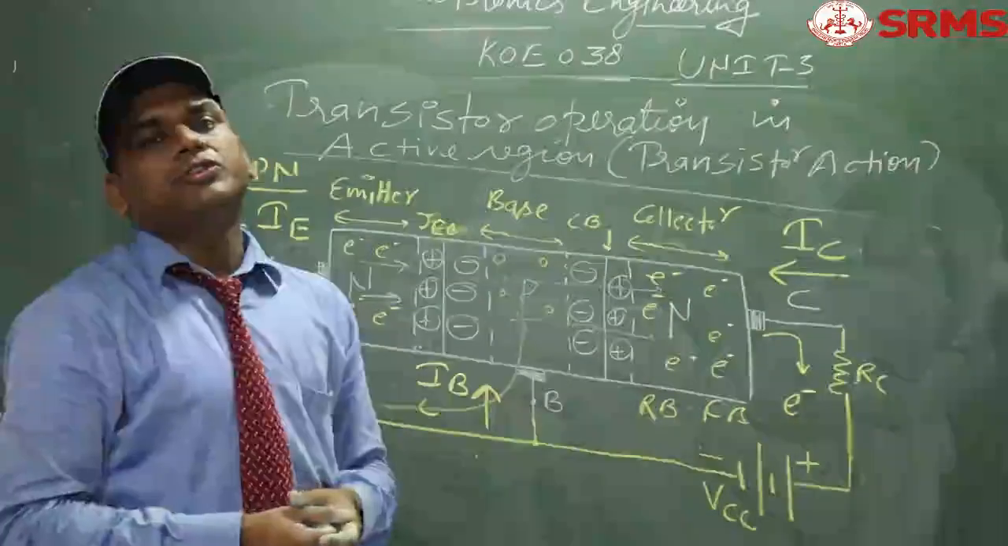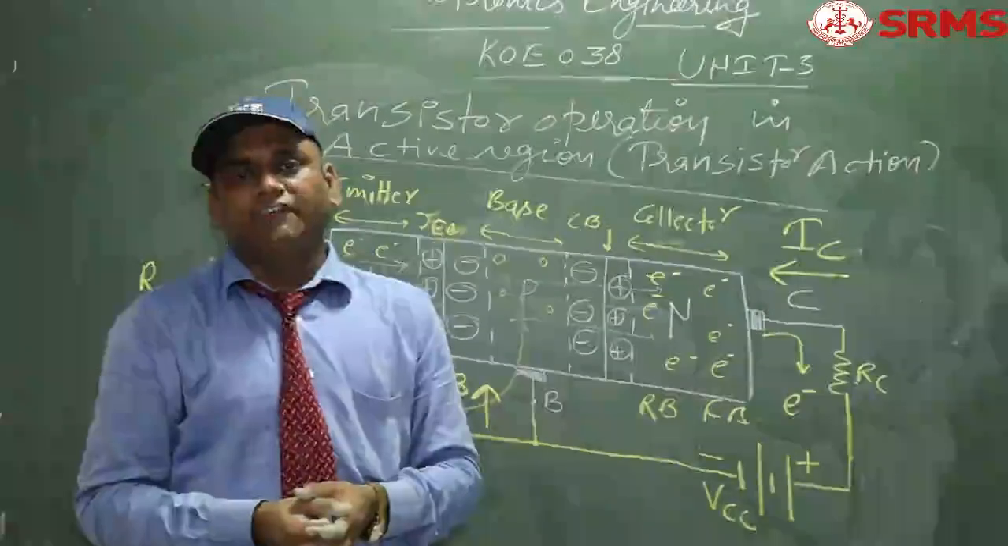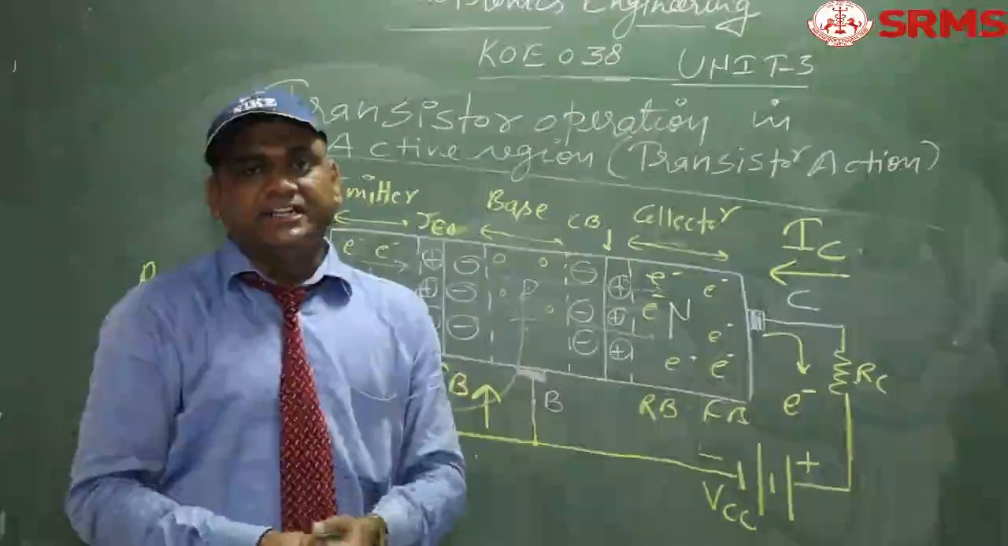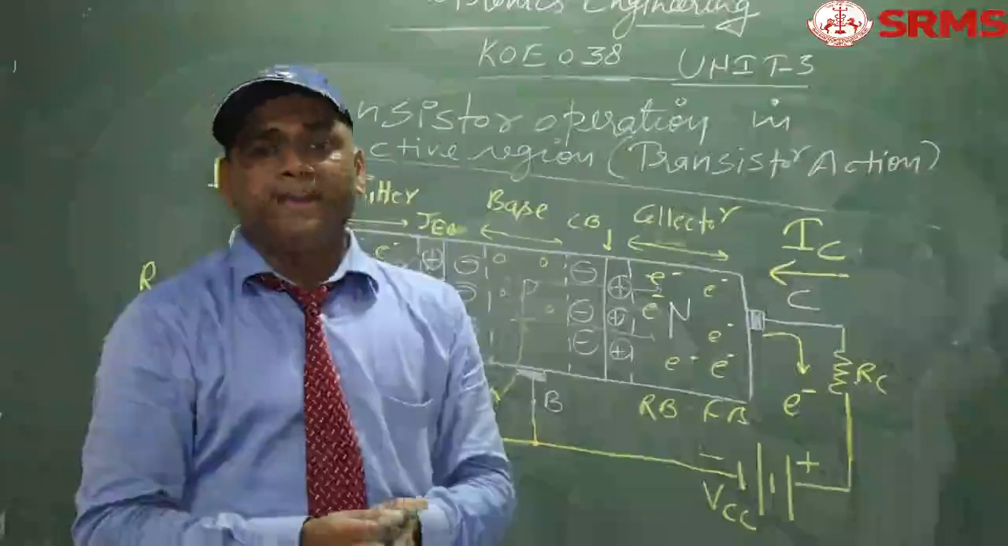So whenever you want to use a transistor as a switch, we have to operate the transistor in the cutoff region as well as in the saturation region. But in the active region, the transistor is always used as an amplifier.